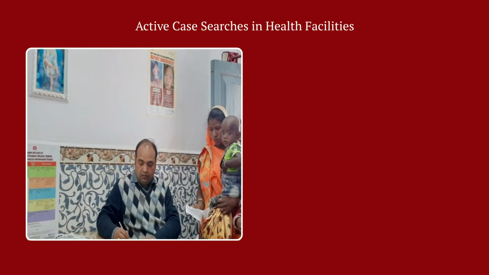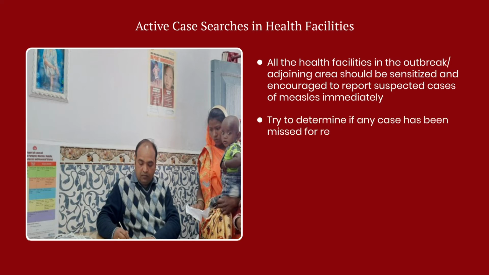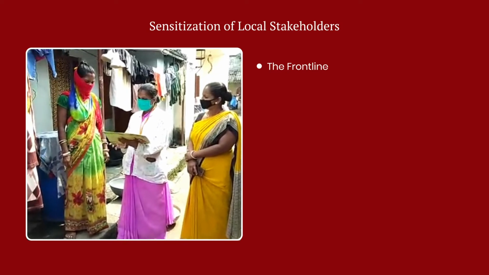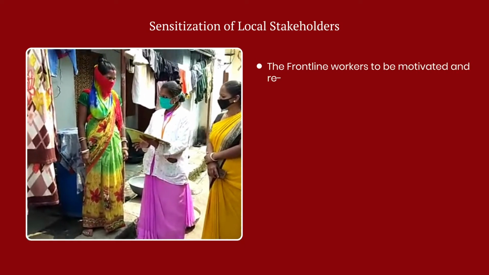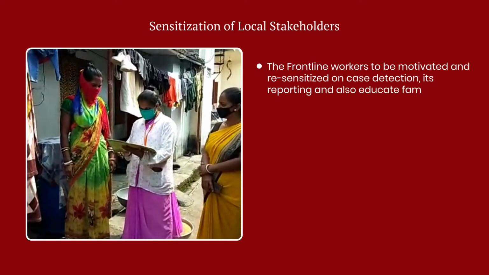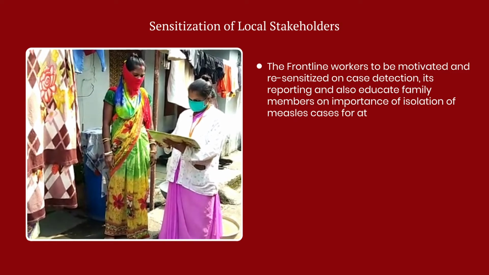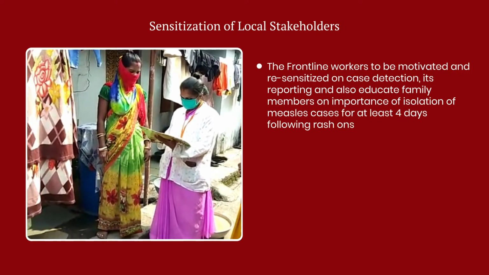All the reporting sites in the area should be alerted about the positive measles or rubella case in the area. All the health facilities in the outbreak or adjoining area should be sensitized and encouraged to report suspected cases of measles immediately. Try to determine if any case has been missed or reporting. Frontline workers to be motivated and resensitized on case detection, its reporting, and also educate family members on importance of isolation of measles cases for at least 4 days following rash onset.